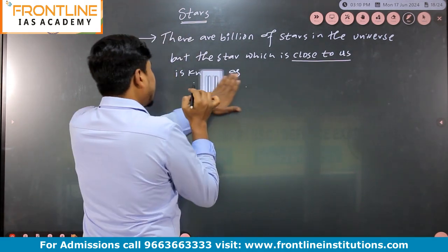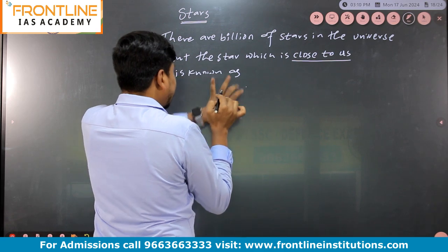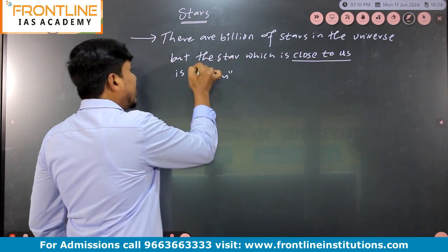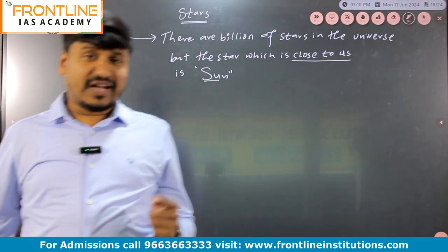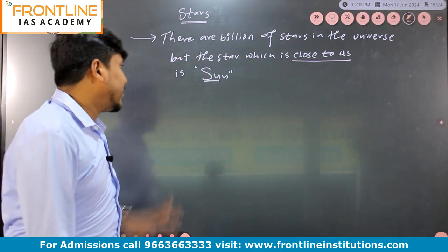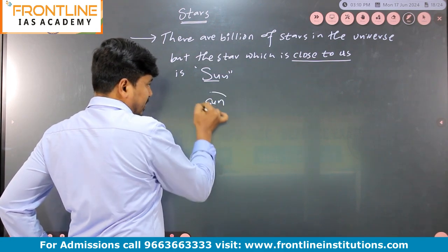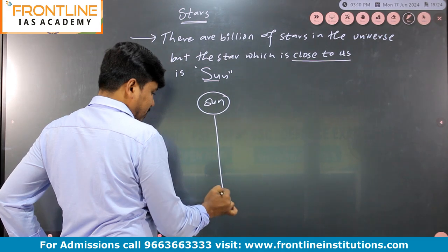You can write down sun. The star which is close to us is the sun. Very important. There are billions of stars in the universe, but the star which is close to us is the sun.